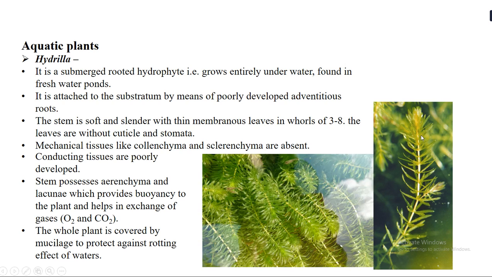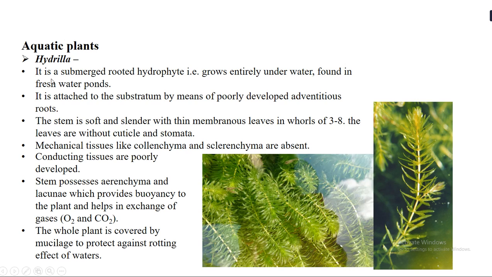But the stem of this plant possesses aerenchyma cells, or the aerenchyma tissue, and the lacuna. This aerenchyma and the lacuna provide buoyancy to the plant and help the plant to exchange gases like carbon dioxide and oxygen. And the whole plant is covered by mucilage. Now the mucilage will protect the plant against the rotting effect of the water.